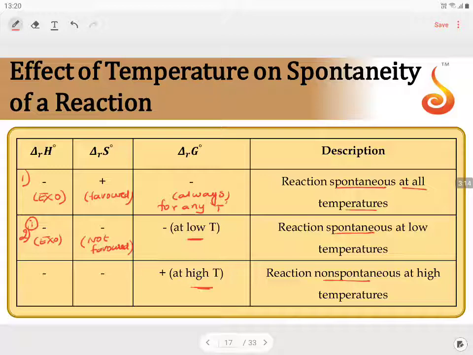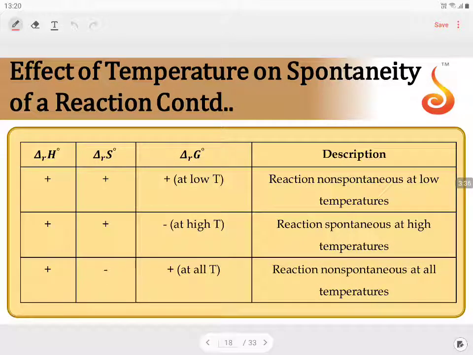At high temperatures, if delta S for the reaction is not favored, that means entropy is in the direction of decreasing, and if the temperature is increasing, the reaction will end up non-spontaneous. Let us go to case 3.